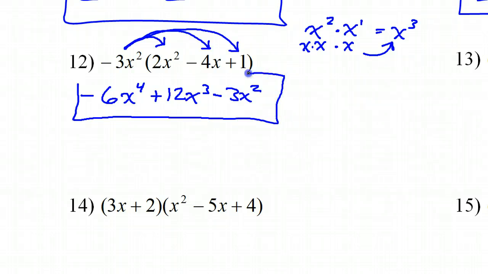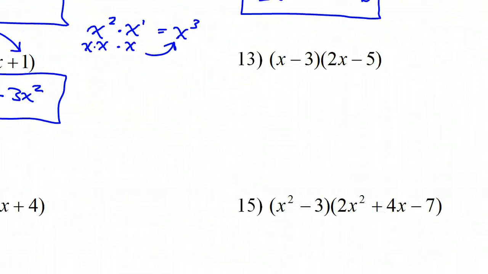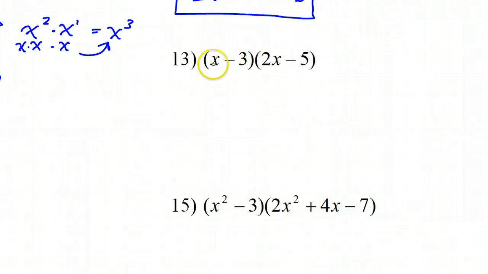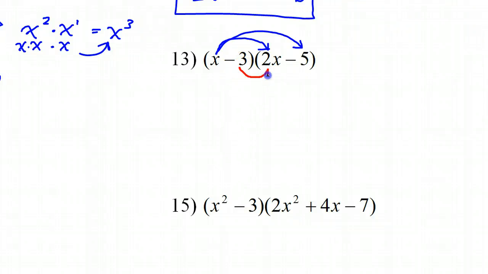Okay, so that is how you multiply. All right, well, that's how you multiply by a monomial. You do that distributive property. Don't forget how you multiply a binomial times a binomial. We're going to do the distributive property, but we're going to do it twice. We're going to take x and distribute, and then we're going to take negative 3 and distribute that.